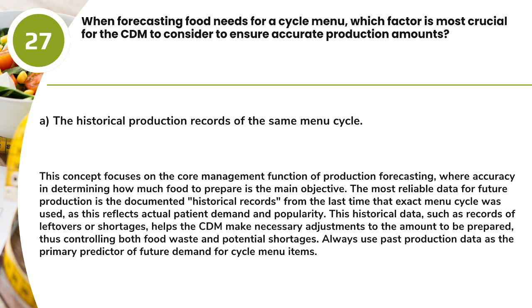This historical data, such as records of leftovers or shortages, helps the CDM make necessary adjustments to the amount to be prepared, thus controlling both food waste and potential shortages. Always use past production data as the primary predictor of future demand for cycle menu items.